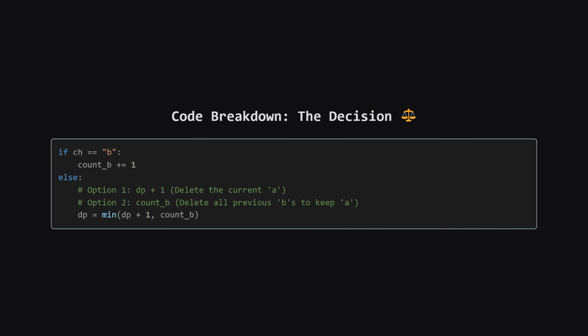When we hit an A, we update DP. DP plus 1 represents the choice where we say it's cheaper to just remove this annoying A. Count_B represents the choice: no, I really want to keep this A, so I'll pay the price of removing every B that came before it. By taking the minimum, we ensure we're always on the optimal path.